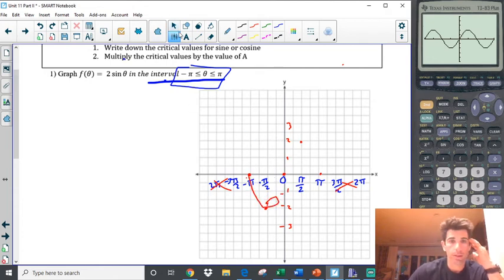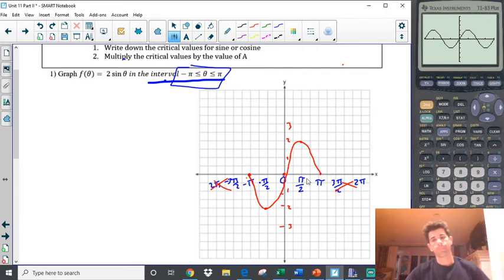Oh, that's disgusting. Try again. It goes down to negative 2, through 0, up to positive 2. There you go. Done.